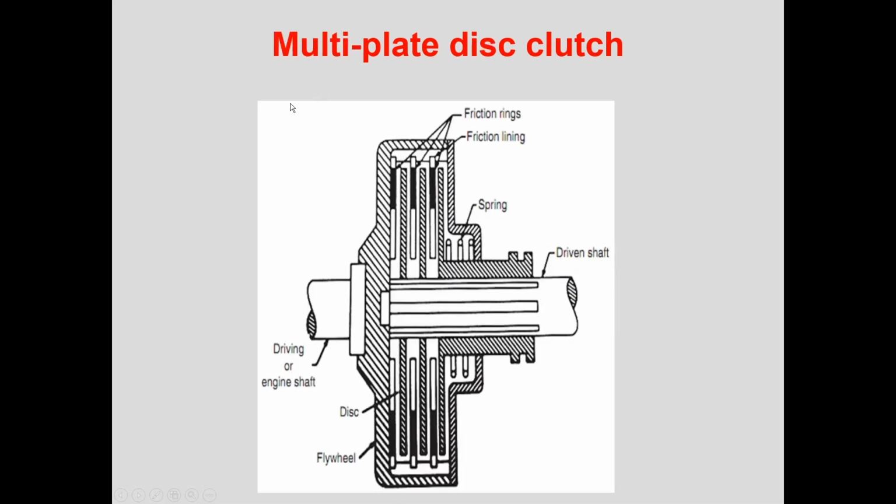The other version is the multiple plate disc clutch. Here, as you can see, because it is based on friction, there is always a chance of slippage, and to overcome that, multiple plates can be used. Multiple plates also have the same structure. It will have friction rings, friction linings, spring, driven shaft, disc and flywheel. So the same construction, but the only thing is multiple friction discs will be there, and multiple connections will be possible when the clutch is engaged or disengaged. Obviously this is costlier than the single one, but the efficiency of this one would be much higher, right?